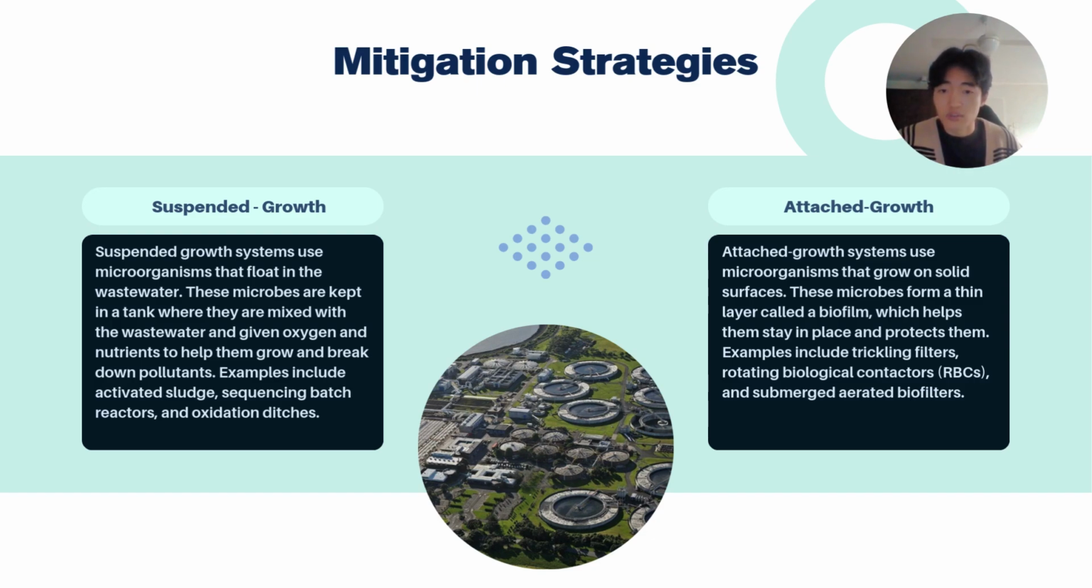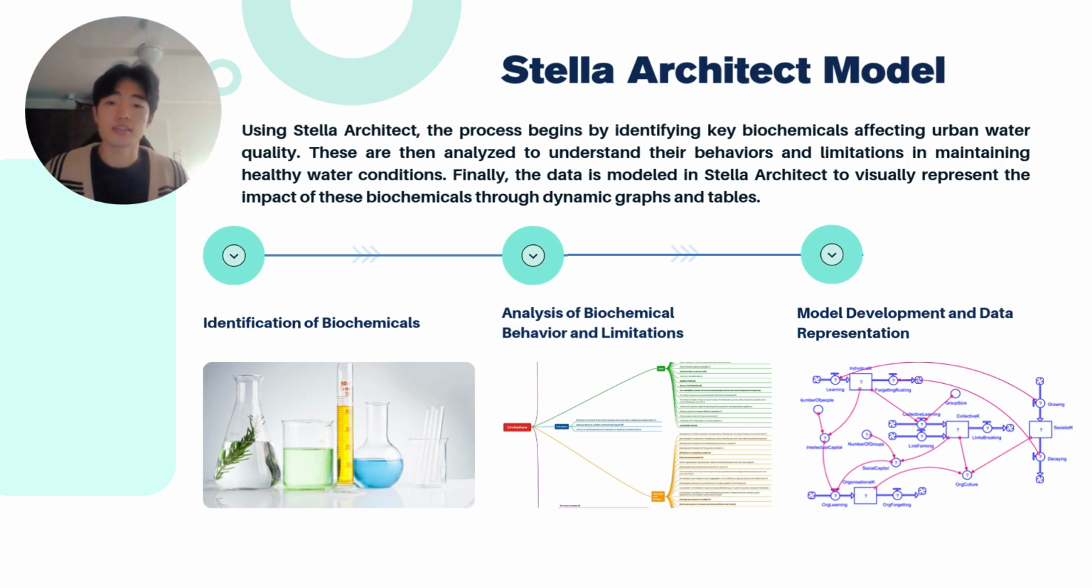Attached growth systems, on the other hand, take a different approach. Microorganisms grow on solid surfaces and form something we call biofilms. These biofilms help the microbes stay anchored and more resilient as they treat the water. Examples of these systems include trickling filters and rotating biological contactors. I will be focusing on these two types of methods to identify possible mitigation strategies for the project. Stella Architect will be my primary tool for modeling and calculations.